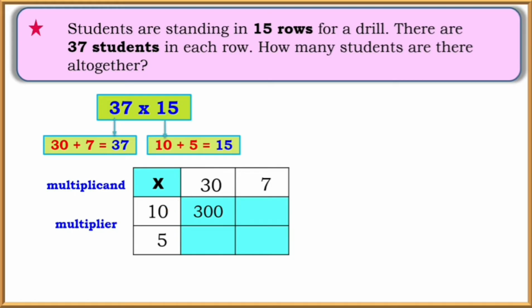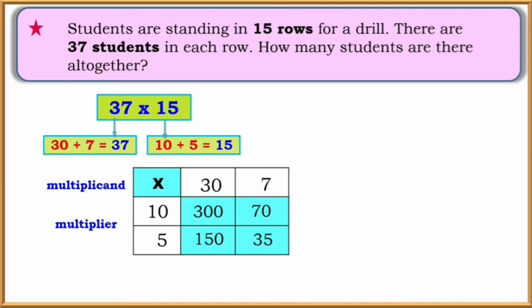Now let us multiply 10 and 7. So the product will be 70. Now let us multiply 5 and 30. So the answer will be 150. Now let us multiply 5 by 7. So 5 7s are 35.